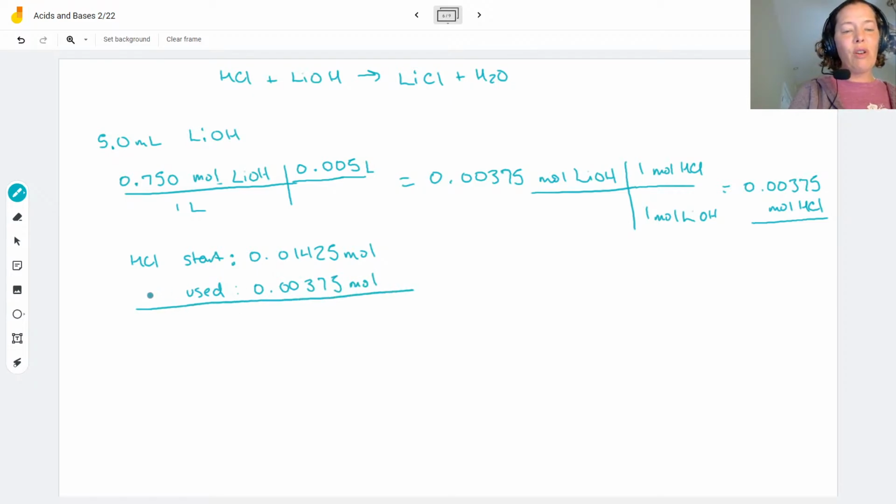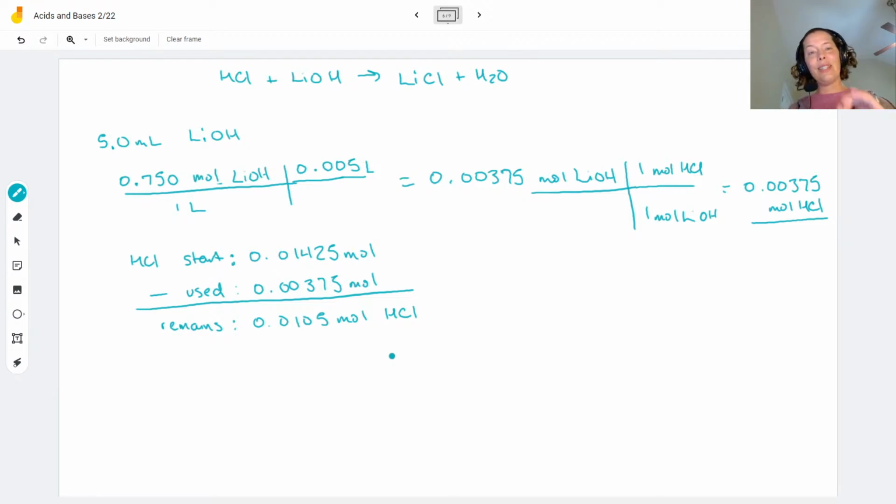So how much is left over? I'm going to subtract these two. So this is what remains. I have 0.0105 moles. Again, this is HCl remaining. So this is how much hydrochloric acid I still have in solution after neutralizing it with 5 milliliters of lithium hydroxide.